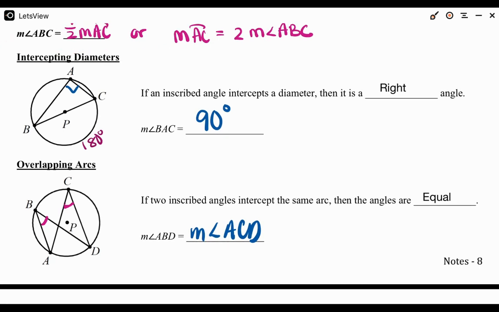Overlapping arcs. So if two inscribed angles, so we have one angle ABD and another angle ACD, if they have the same arc, so they both have this shared arc AD, that means the angles are equal. So our two angles right here, they're equal, they're congruent.